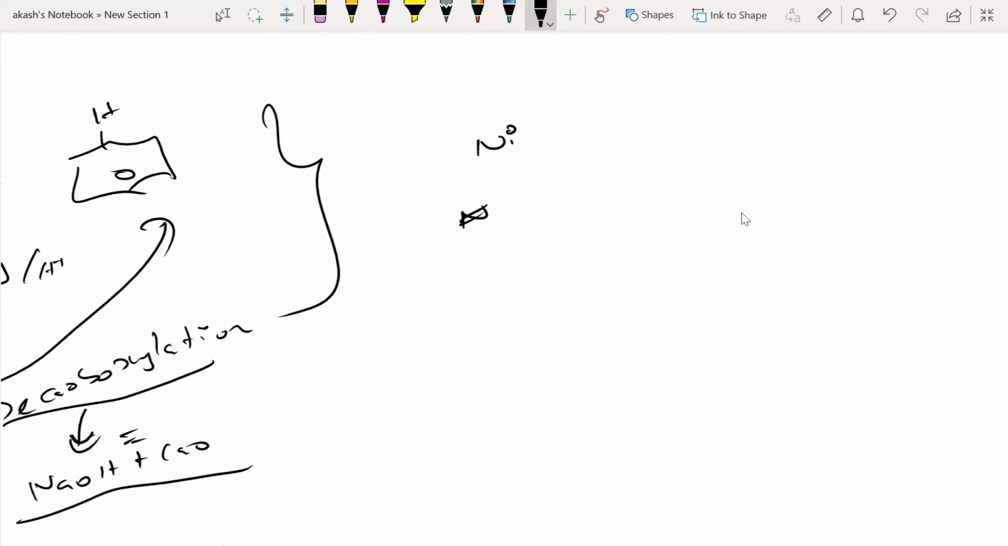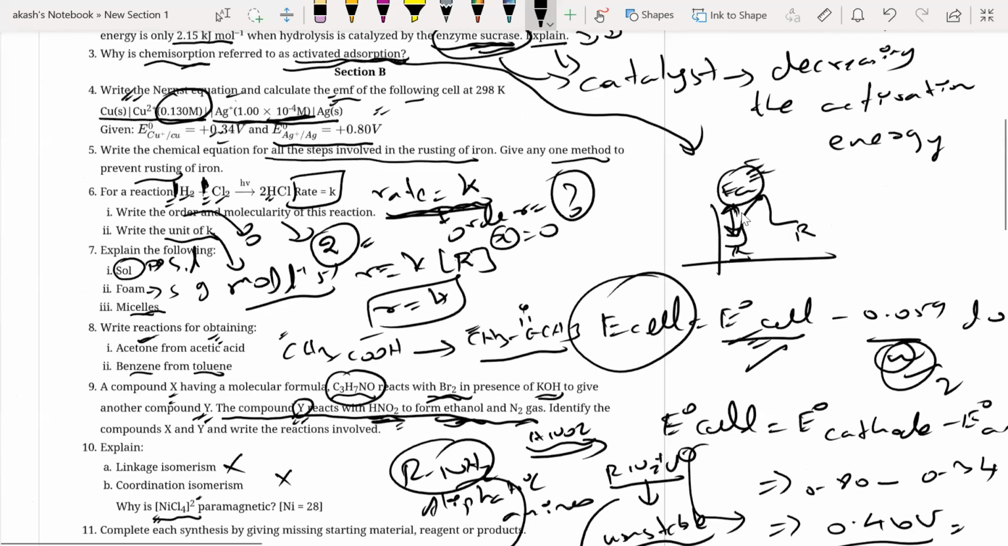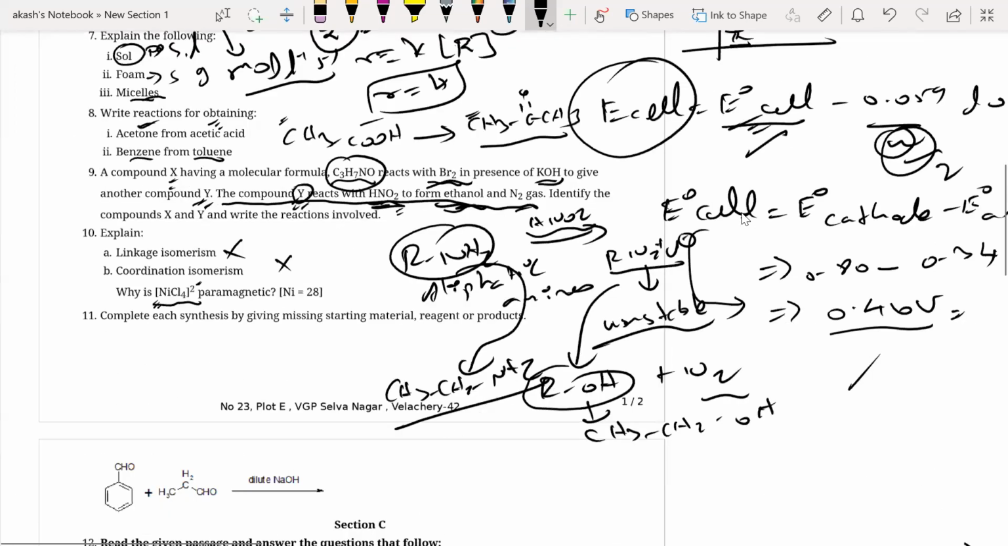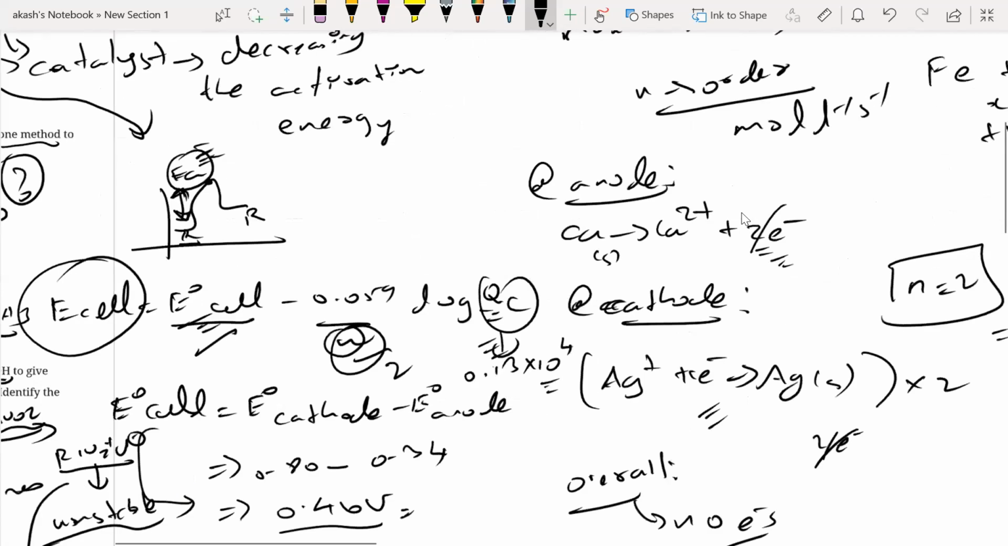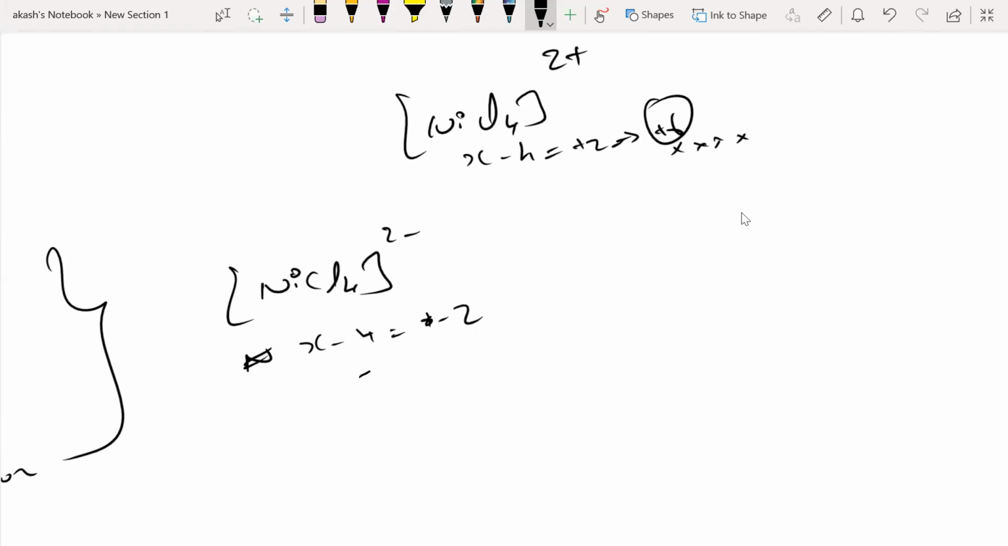So if I have NiCl4 2-, I don't know who prepared this question. In the last 2 tests, I at least checked the question papers so that there were no mistakes and no questions from outside the syllabus. But I don't know who checked this question paper. Anyways, no issues. Say if you were confusing it to be NiCl4 2+, X minus 4 would become plus 2, so X would be +6 oxidation state. That is not possible for nickel. Only if it is 2-, then X minus 4 is equal to minus 2, so X will be +2 oxidation state. So here I have nickel in the 2+ oxidation state.